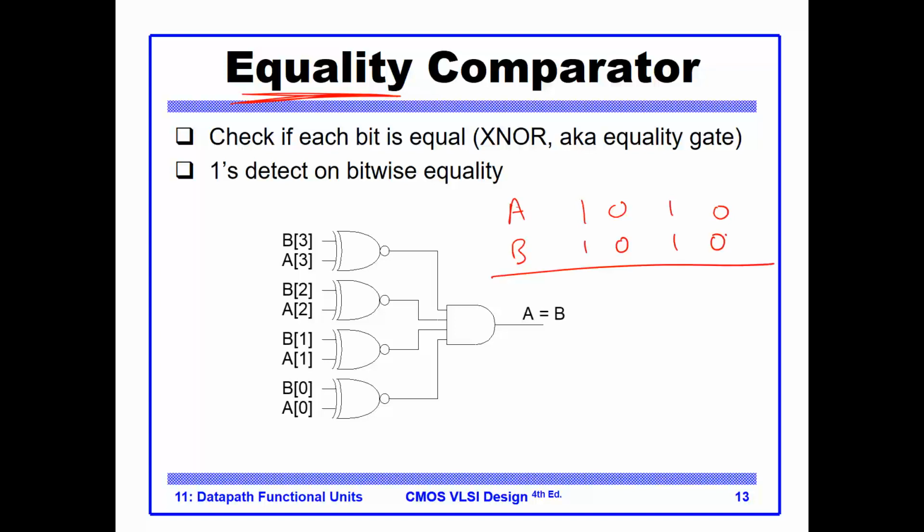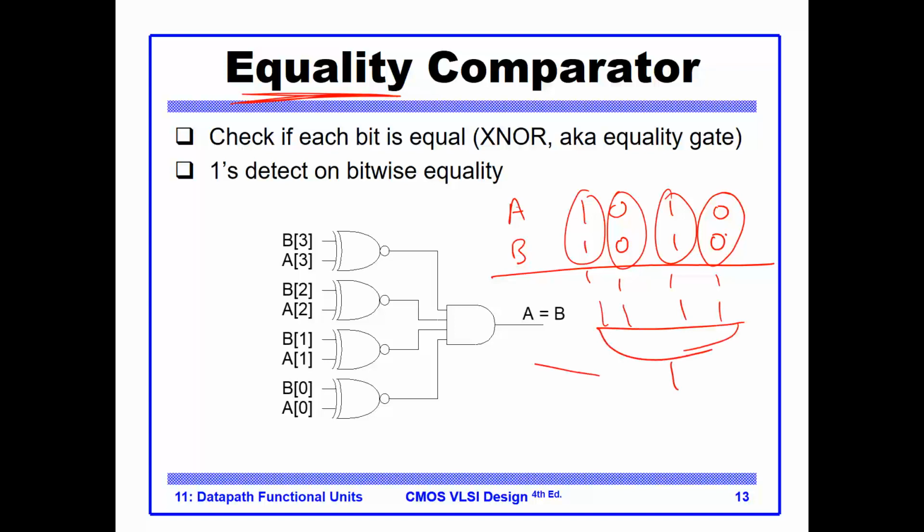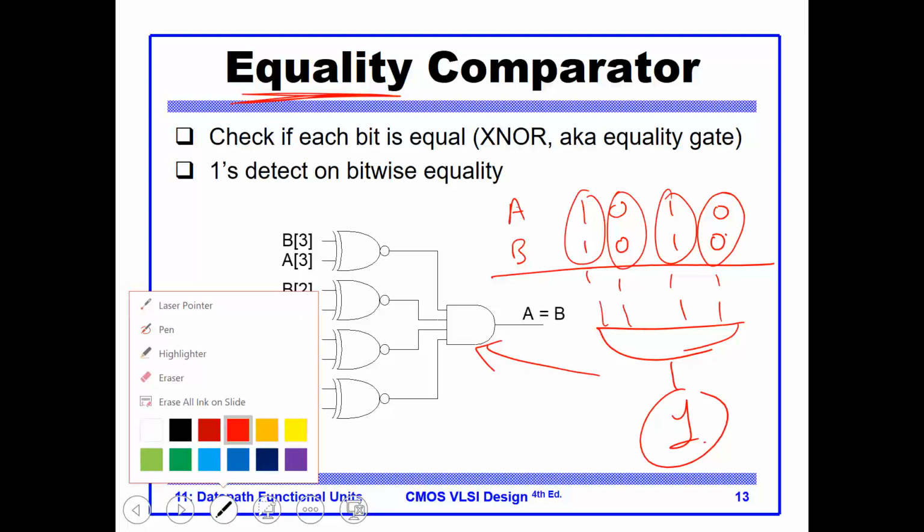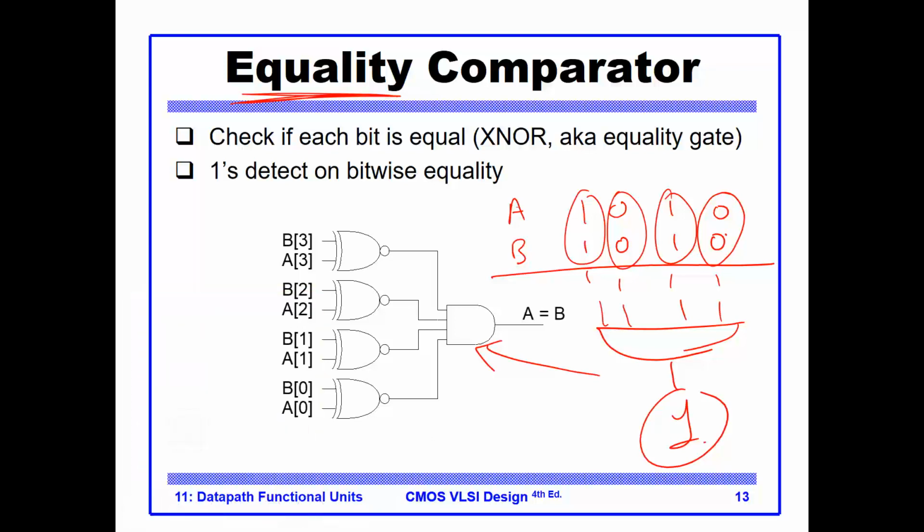Okay, so the XNOR of those is 1, the XNOR of those is 1, the XNOR of those is 1, the XNOR of those is 1. Okay, now I send those numbers into what? Into a 1 detect, which is this one here, and that comes out as 1, which means the two numbers are equal. But suppose, for instance, one of these numbers is not, let's say this is a 1 here, for example, then this becomes a 0. Then the output of the AND gate will be a 0.